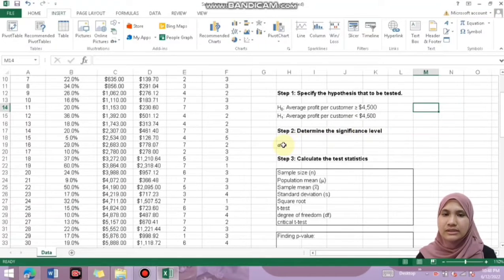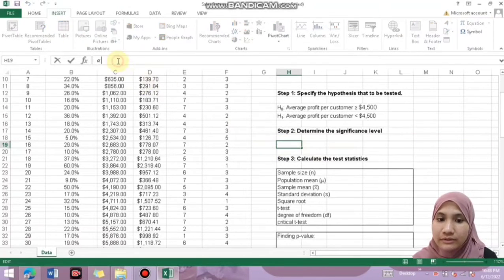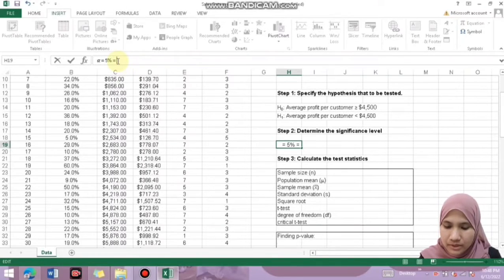For step 2, we have to determine the significance level. And in this question, the significance level is not given. So we will assume that the significance level is 5%. So here, this is the symbol of alpha equal to 5%, equal to 0.05.